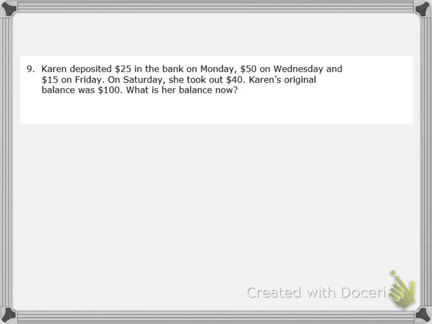So, remember, anytime we have word problems, the first thing we should do is underline any keywords that we see. So first, I see deposited $25. So I'm going to underline deposited, and then I'm going to circle the amounts that I know she deposited in her account. So $25, $50, and $15. Then it says she took out $40, and then her original balance was $100. Okay, so first I need to remind myself that depositing money means to add it to our bank account.